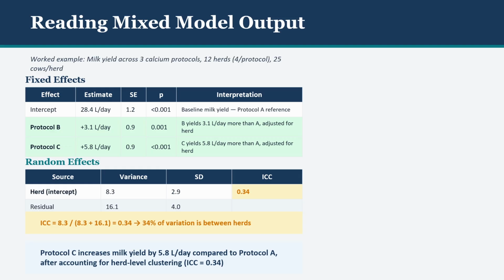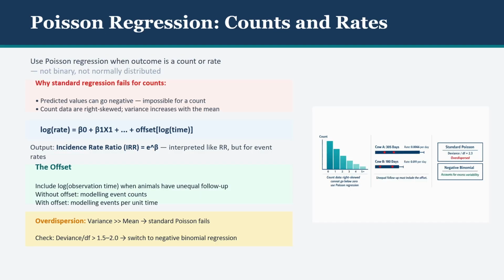Always report model type, random effect structure, and ICC. A reader who sees ICC equals 0.34 immediately understands why a mixed model was necessary and that the clustering was substantial. Poisson regression handles what both linear and logistic regression can't: count and rate outcomes.